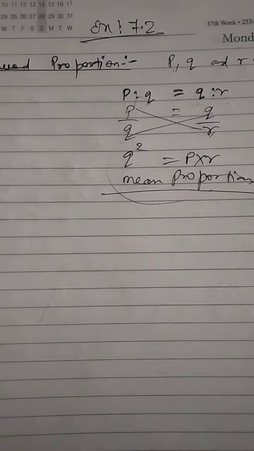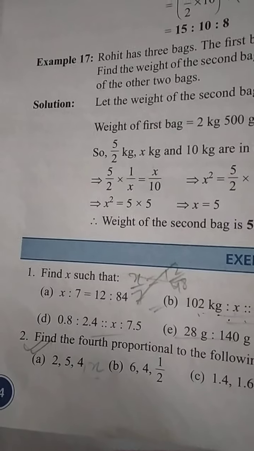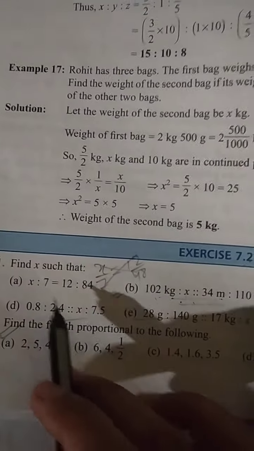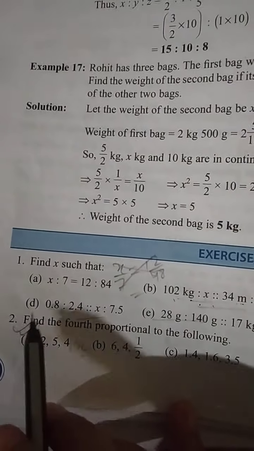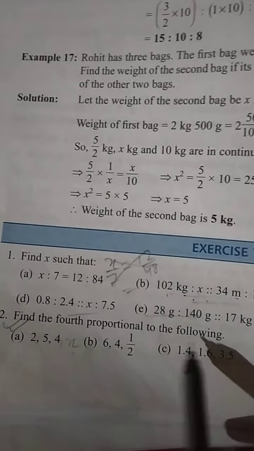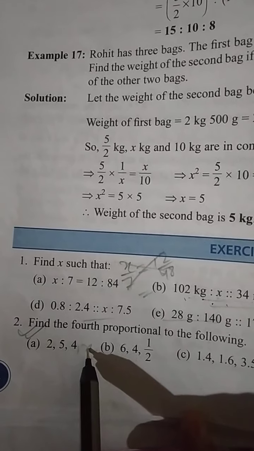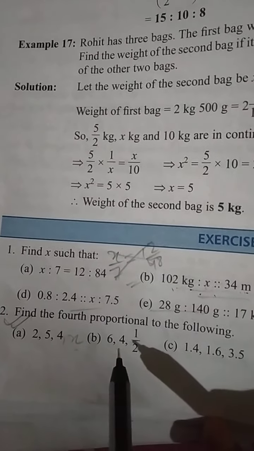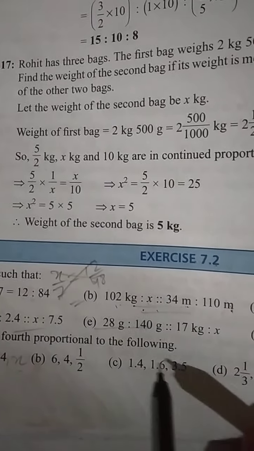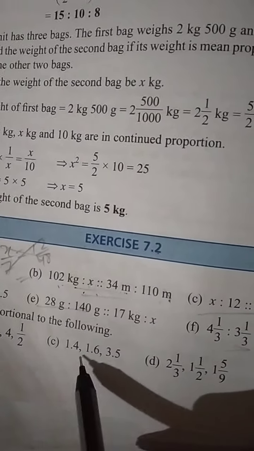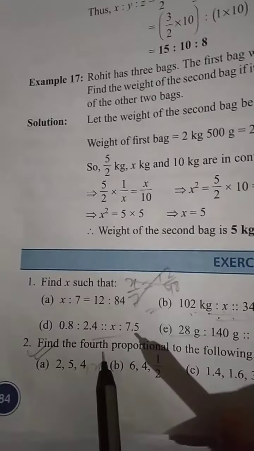So let's solve the exercise questions. Question number 1 we have done. Question number 2: find the fourth proportion to the following. Three quantities are given, and the fourth proportion we will let as X. You can see in all the questions only three quantities are given. You have to find the fourth proportion.